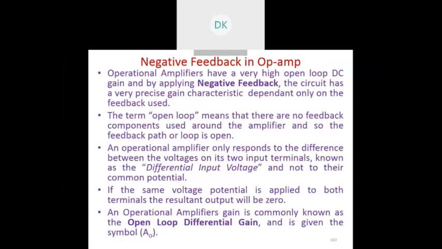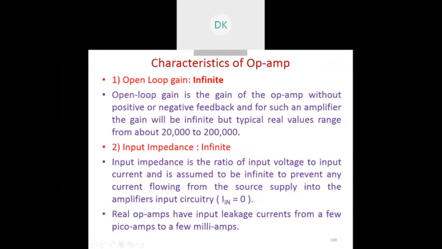Always in an amplifier, negative feedback will be used. Always in an oscillator, positive feedback will be used. So we have 2 types of loop in the op-amp. One is called open loop configuration, and the second one is closed loop configuration. In the open loop configuration, there will be no feedback at all. The loop is open, or the feedback path is open, so it is called open loop configuration. And the gain is called open loop differential gain.